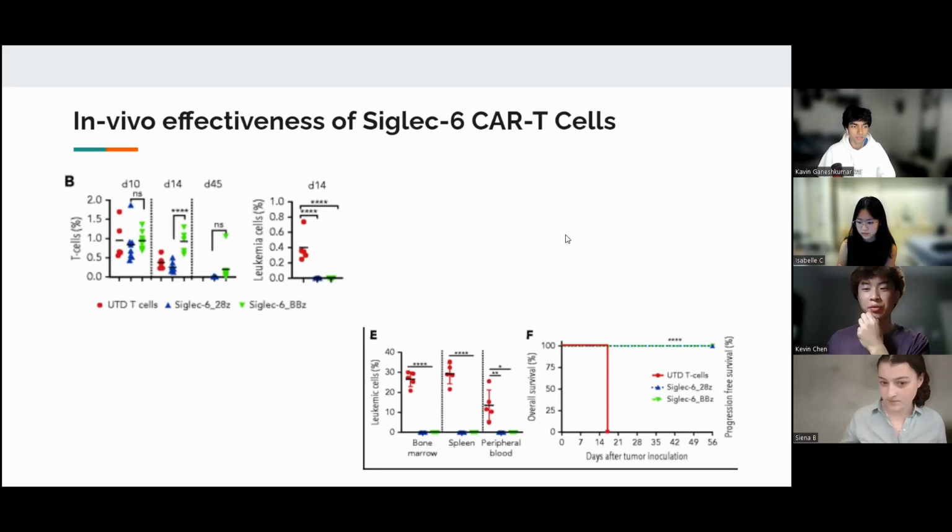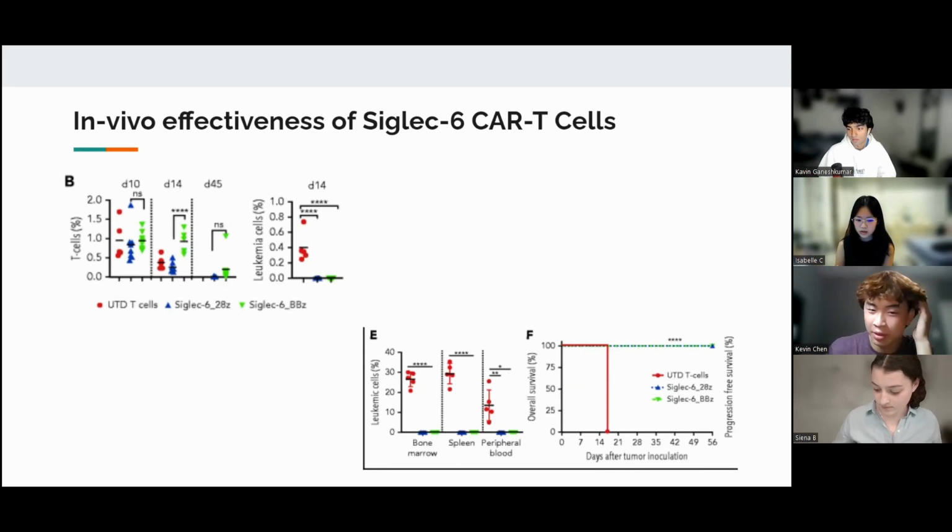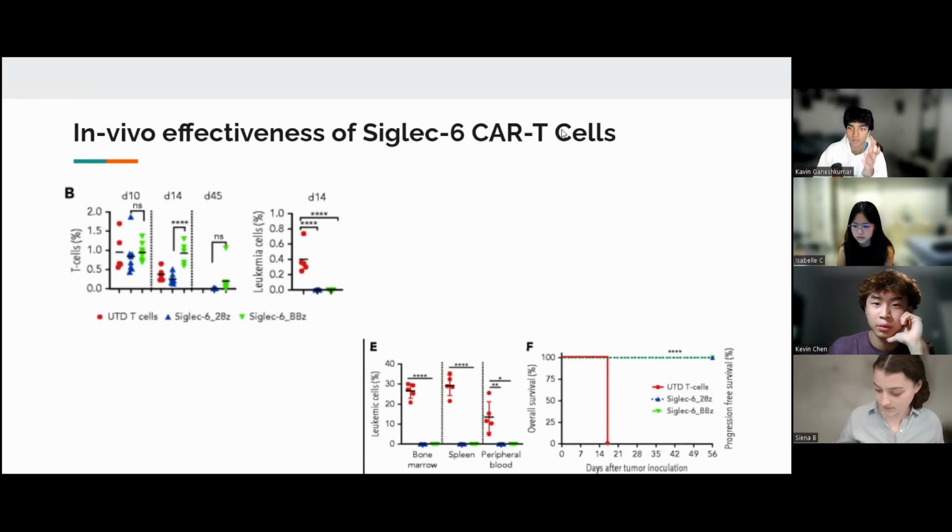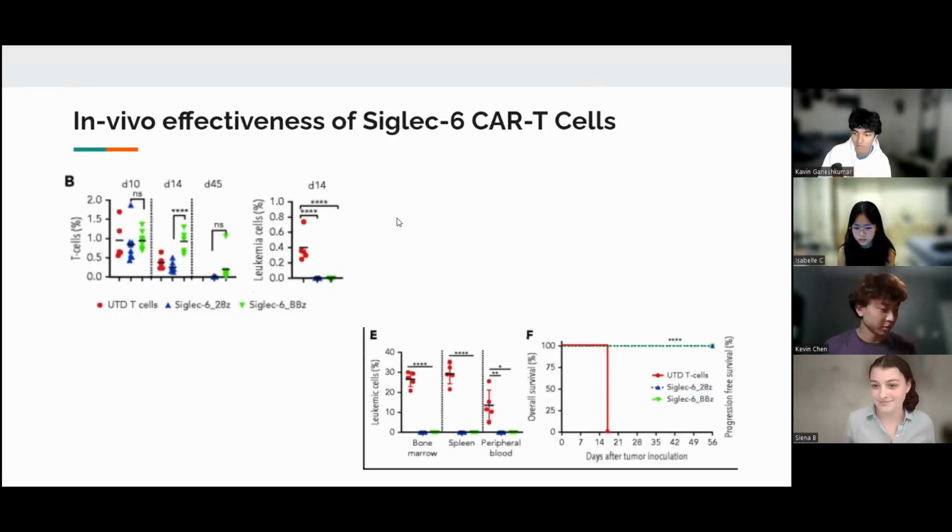Next, this slide was further validating the in vivo effectiveness of Siglec-6 CAR T cells. Kevin, you want to go with this? Yeah. So this is basically just recapitulating what's been shown in the other slides. You can see the UTD T cells and both forms of Siglec-6. And in E and F, you can see bone marrow, spleen, peripheral blood.